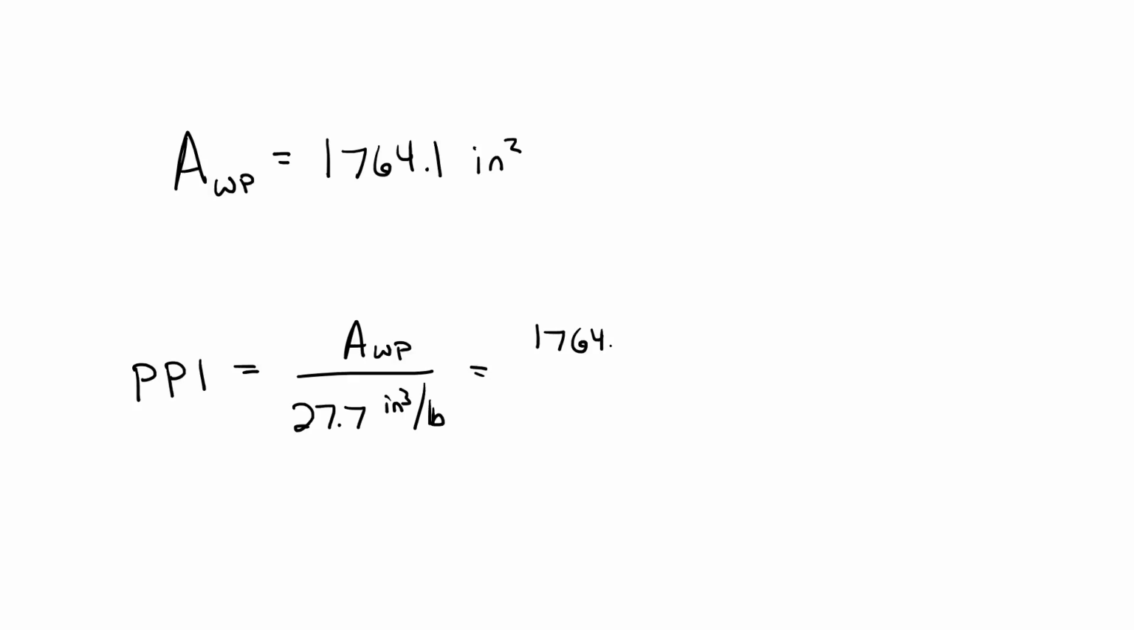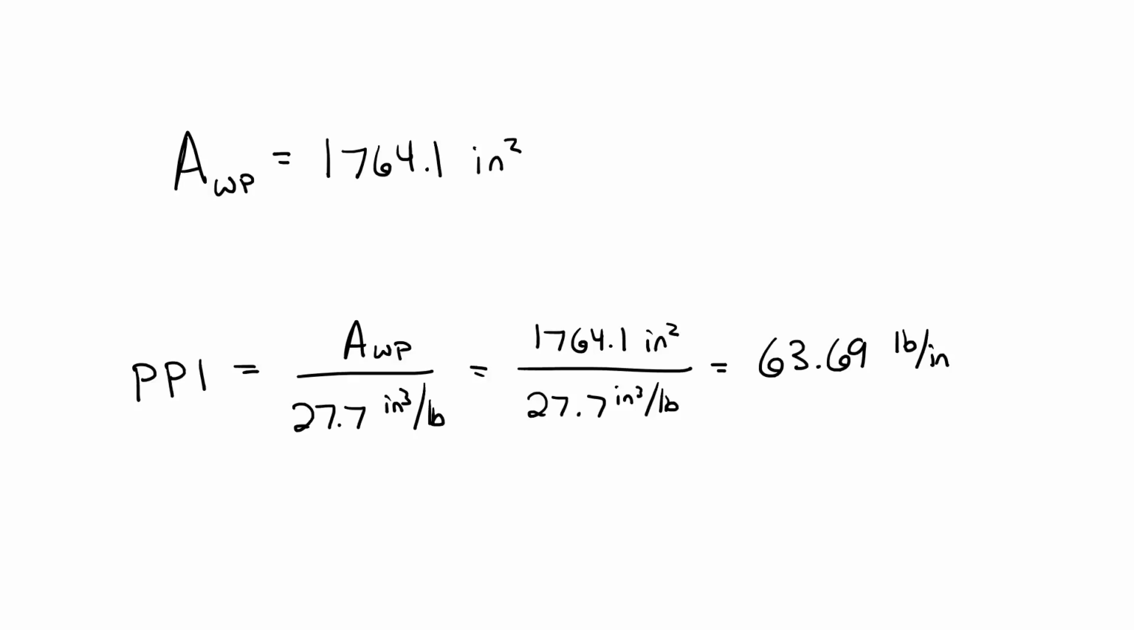I have an answer of 63.69 pounds per inch. This means my boat needs an additional 64 pounds before it can gain an additional inch of draft. And of course I don't need any more draft because I'm already operating at my maximum, but that's handy information to know.